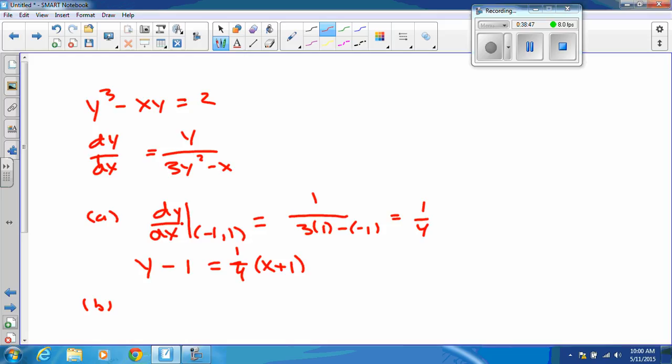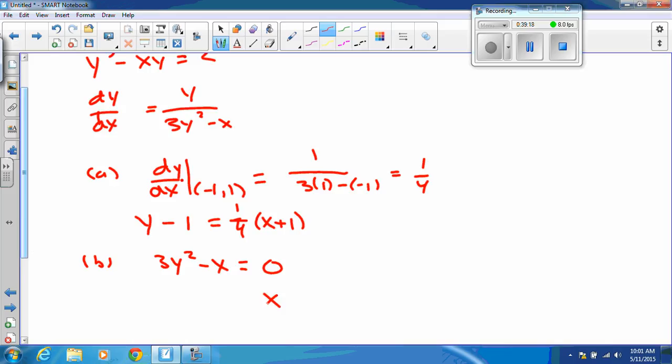Good. Okay. B. Find the coordinates of all points on the curve at which the line tangent to the curve at that point is vertical. Well, let's start. What would it mean for the tangent lines to be vertical? The denominator equals 0. Yes. My dy dx has to blow up. And so I begin with the fact that 3y squared minus x, the denominator, has to be equal to 0.